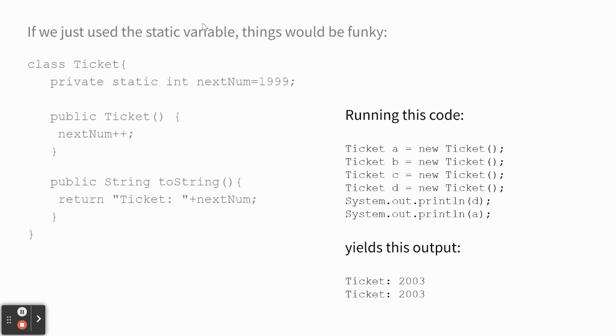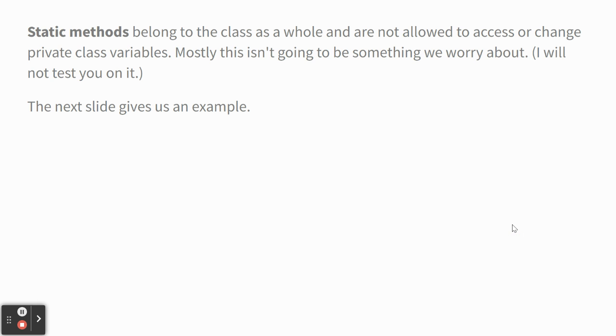So here, if we just use the static variable, things would be funky. This is the wrong way to do it. Private static int nextNum, and we just add 1 every time. They would all be 2003. You're like, okay, well, this is useless. I mean, I guess it's not useless if you want to keep track of how many there were, but that's not what we were trying to do here.